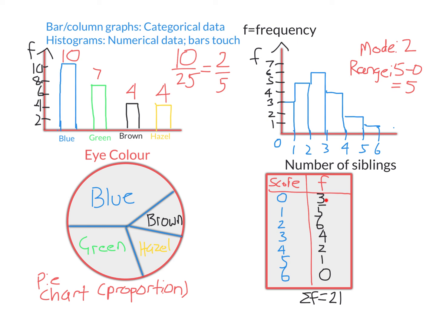So the 3 lowest scores are 0. The 8 lowest scores are either 0 or 1. So there's 8 people here that have 0 or 1 siblings. So the 9th, 10th, 11th, 12th, 13th, 14th scores are all 2. The 11th score occurs in this bar. So that means that the median would be 2. So the middle score is 2, and we said it was the 11th score because there are the same number of scores above it as below it. Remember, we can't calculate mean, median, mode, or range for this data here because it's categorical and not numbers.